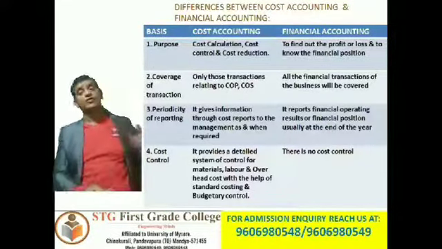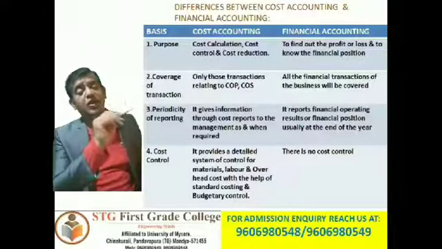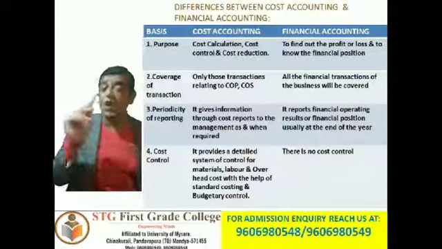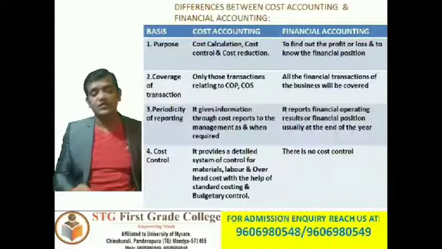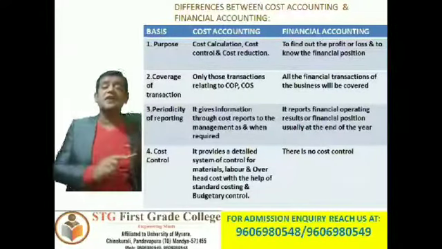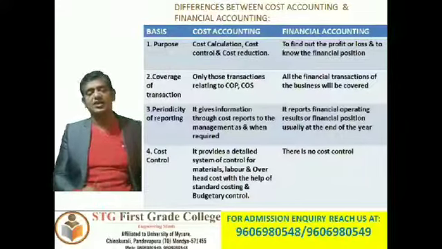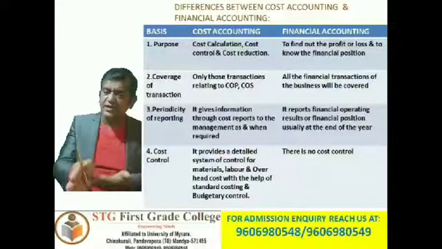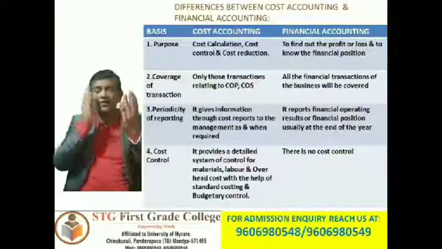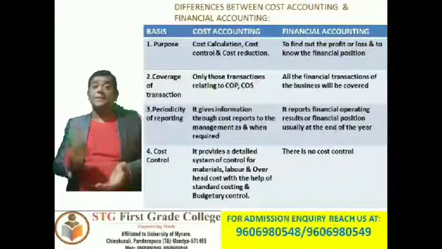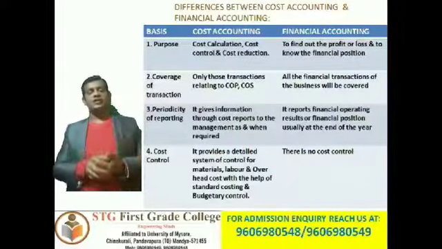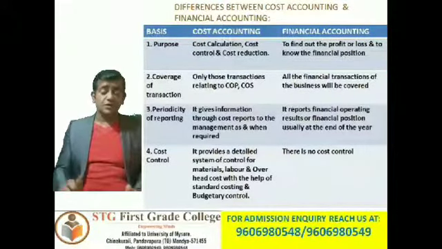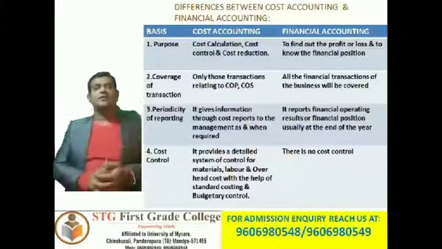But financial accounting clearly speaks to find out the profit or loss and to know the financial position. Financial accounting is always prepared to know the profit or loss of the business and the financial position of the business. So point number 2 is coverage of transaction. How much it covers, how wide it is. Cost accounting covers only those transactions relating to cost of production, cost of sales, and prime cost. But in financial accounting, all the financial transactions of the business will be covered. So the area of coverage is more in financial accounting, which is a wider prospect, and cost accounting is a smaller prospect.